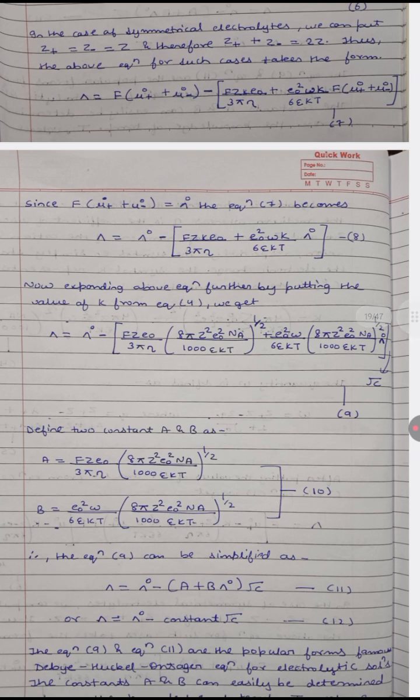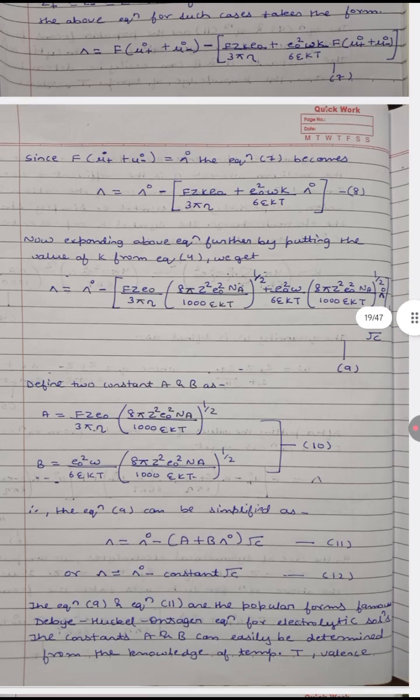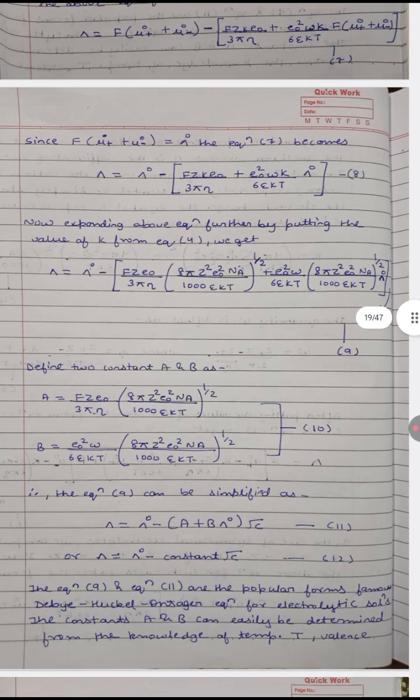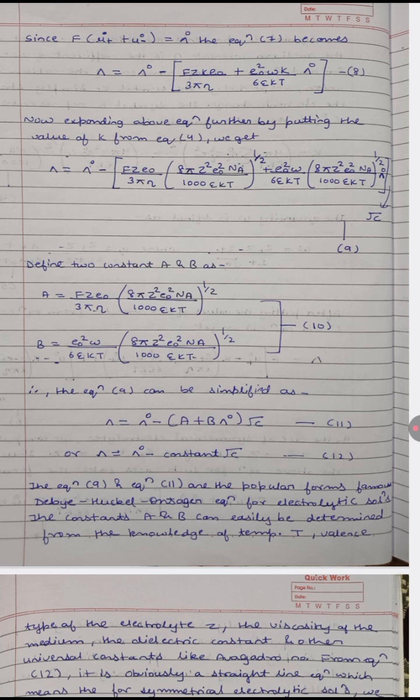In the case of symmetrical electrolytes, we can put Z⁺ equals Z⁻ equals Z, and therefore Z⁺Z⁻ equals 2Z. Thus the above equation for such cases takes the form λ = F(μ⁰⁺ + μ⁰⁻) − [F Z κ e₀/(3πη) + e₀² ω κ F/(6εkT)]·(μ⁰⁺ + μ⁰⁻), equation 7.